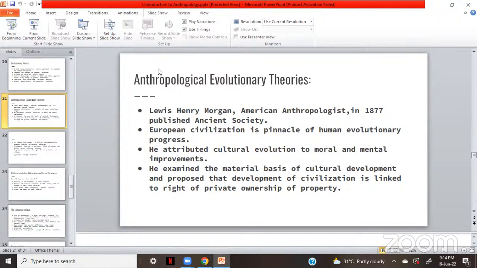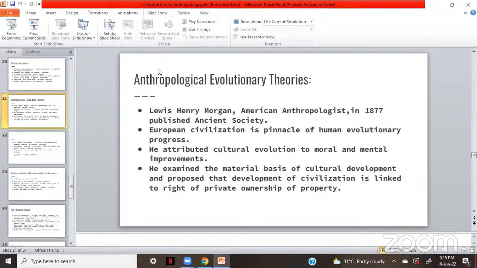The first one was given by Charles Darwin in 1859 in his influential book On the Origin of Species, where he talked about the concept of natural selection. And then we moved on to studies of genetic inheritance theory, which was given by Austrian monk Gregor Mendel in the 1850s and 1860s. Then we moved towards Herbert Spencer, who coined the phrase survival of the fittest. He gave the theory of progressive evolution, and then there were different anthropological evolutionary theories. The first one was given by Lewis Henry Morgan, who said that European civilization is the pinnacle of human evolutionary progress, and his theory sort of supported Herbert Spencer's theory, who focused on the progressive evolution of societies like that of organisms.